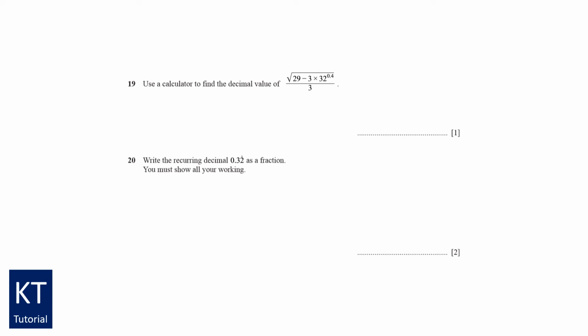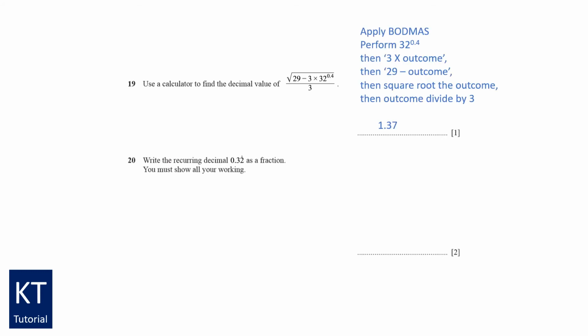Question 19. Use a calculator to find the decimal value of the stated expression. By applying BODMAS, you should arrive at 1.37. Question 20. Write the recurring decimal 0.3 recurring 2 as a fraction. You must show all your working. 0.3 recurring 2 is the same as 0.3 plus 0.0 recurring 2. This is equivalent to 3 over 10 plus 2 over 90. You will get to the answer by completing the addition of the two fractions.